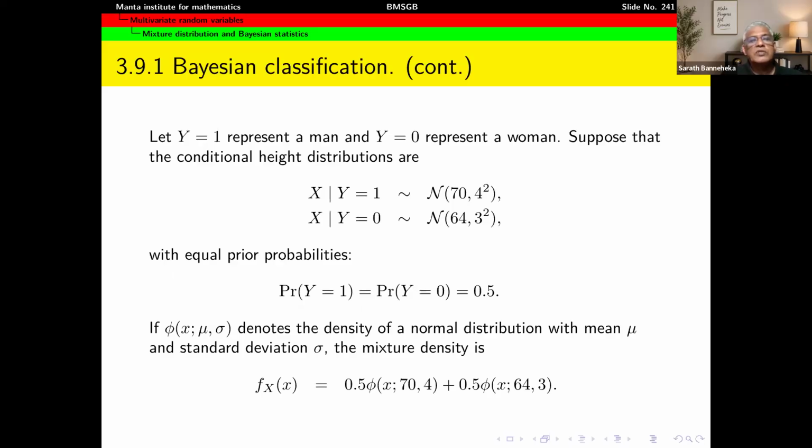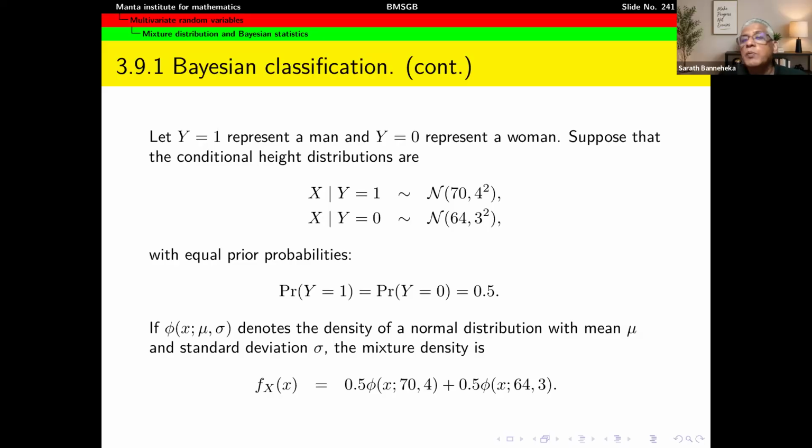Right. So these are the given information, the distribution of x given y equal to 1. Suppose y equal to 1 represents the men's group, y equal to 0 represents the women's group. So x is the height. The distribution of x given y equal to 1 is normal with mean 70 and variance 16, standard deviation 4. The distribution of x given y equal to 0 is normal with mean 64 and standard deviation 3.